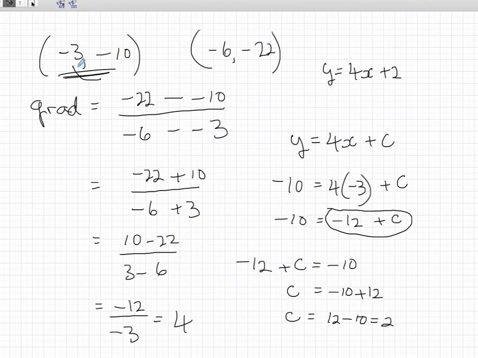4 times that number is minus 12. If we add 2, that makes minus 10. 4 times 6 is minus 24. Minus 24 add 2 makes minus 22. So this is the equation of the line. Now when you've got minuses, it is much more difficult, but we can see that's correct.